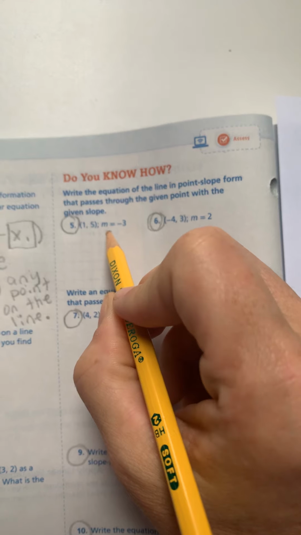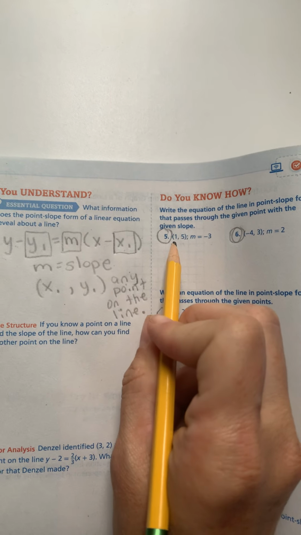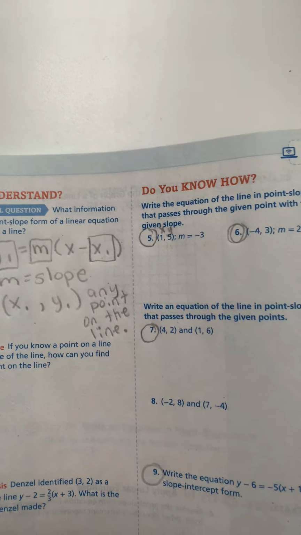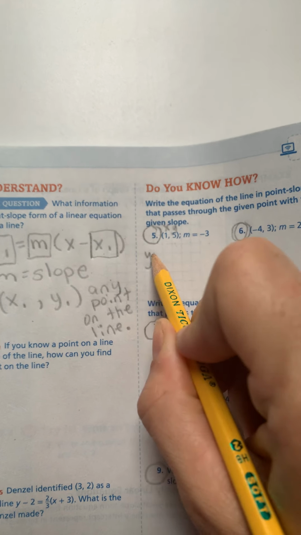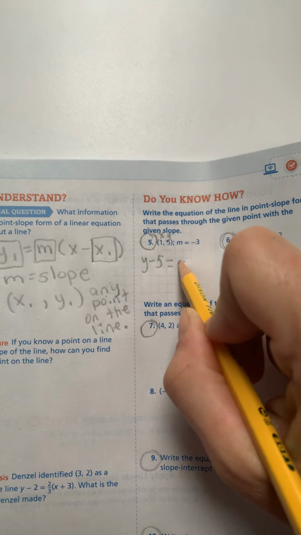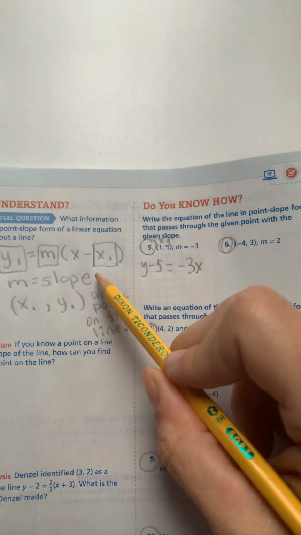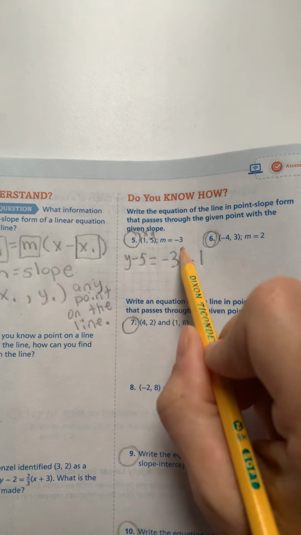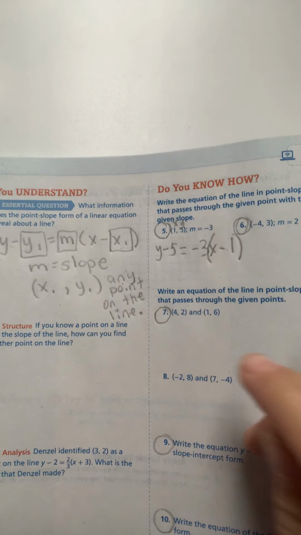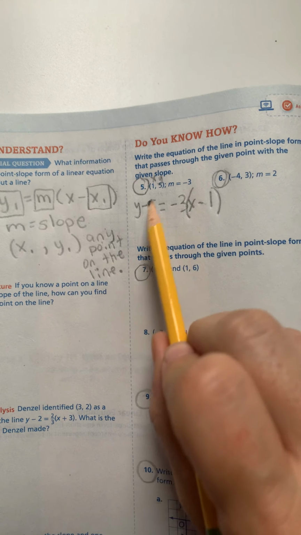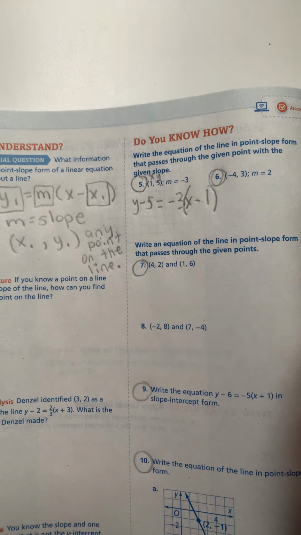So for the first one, it's just 1, 5, and m equals -3. So 1 is x, 5 is y. Here's x, y, and m. So I take the formula y minus 5 equals -3 times x minus 1. Put the parentheses there, and that's it. So I have my slope here. I have 5 and 1 here for my x and my y.